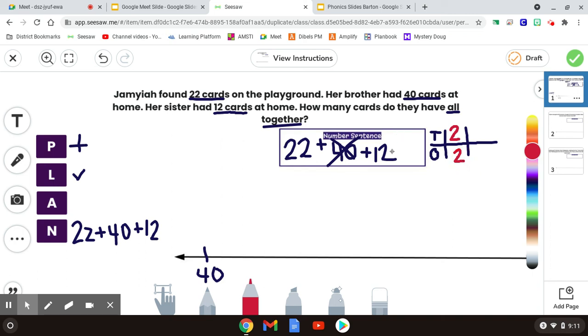Now let's look at 12. How many tens are in the number 12? There's 1 group of tens in the number 12. How many ones are in the number 12? There's 2 ones in the number 12. So now I've got 22 and I've got 12 over here, and I know that I'm ready to rock and roll with that. Okay.